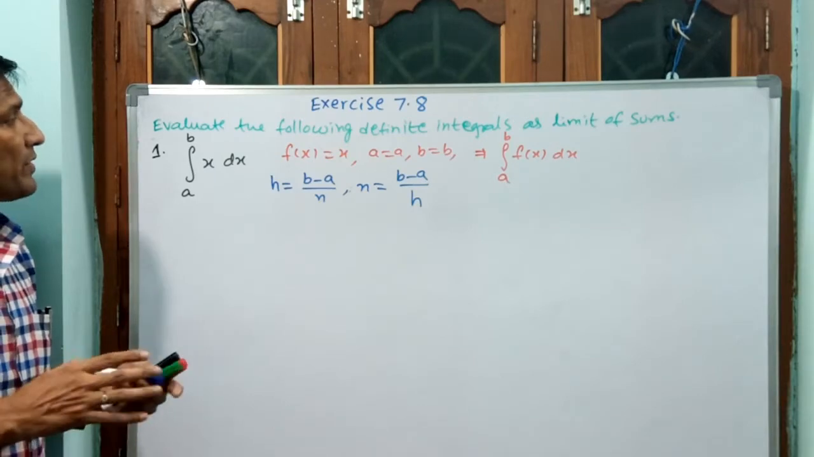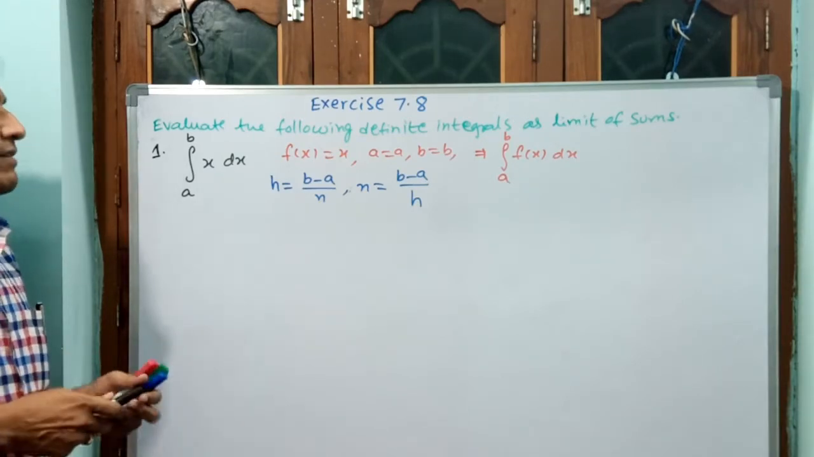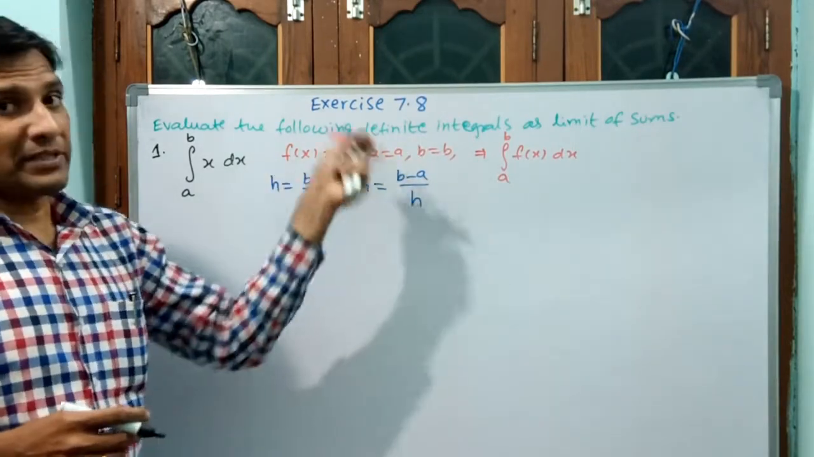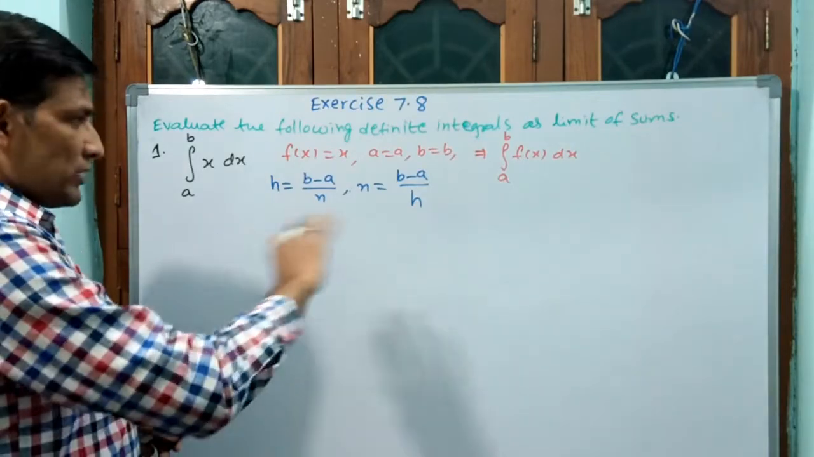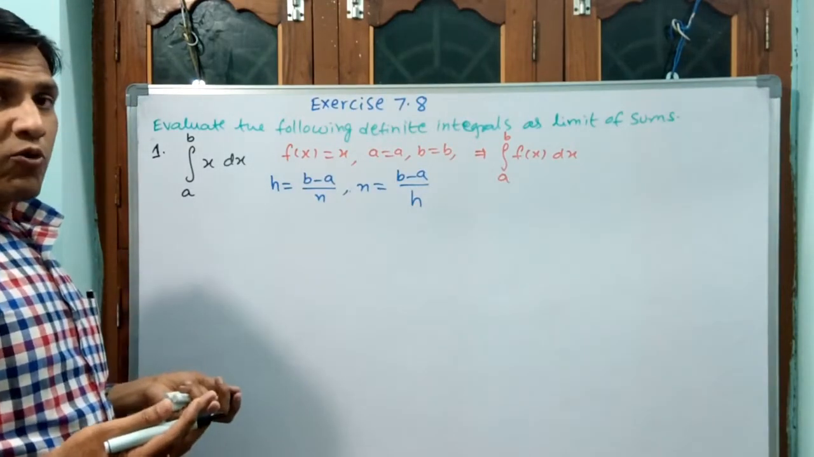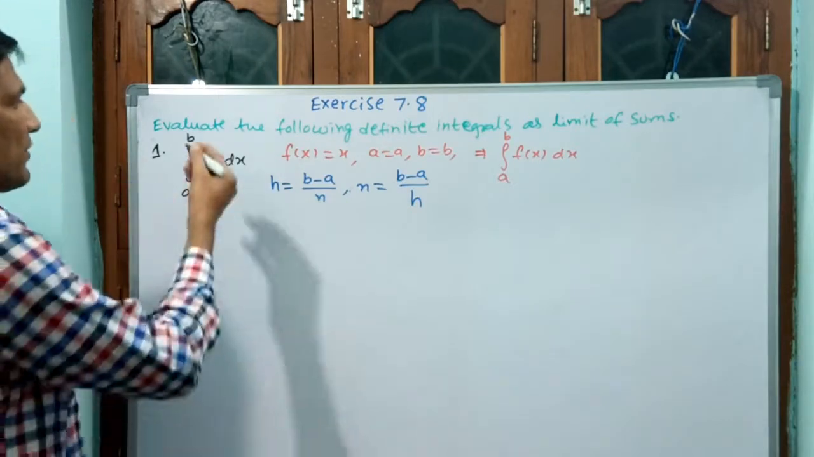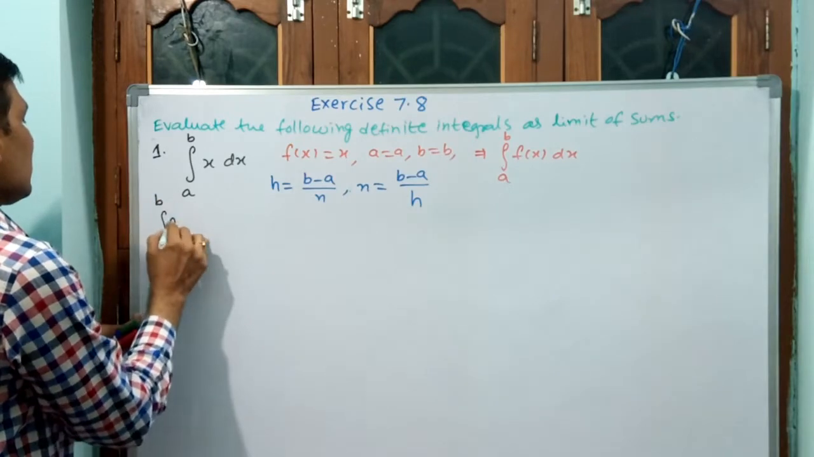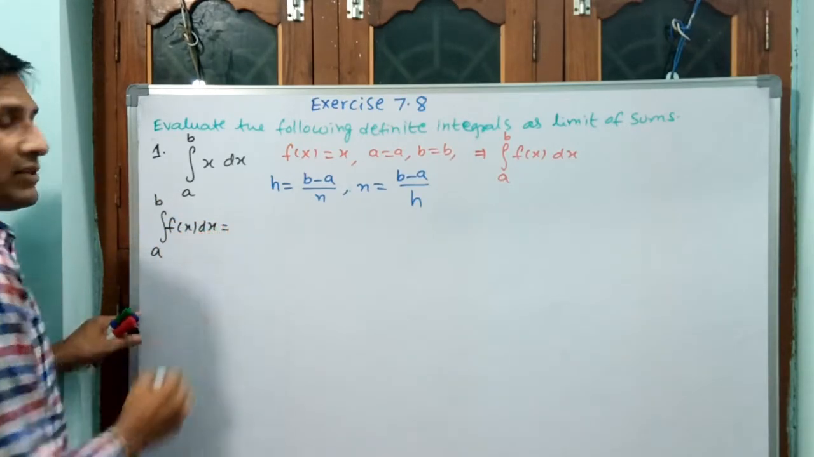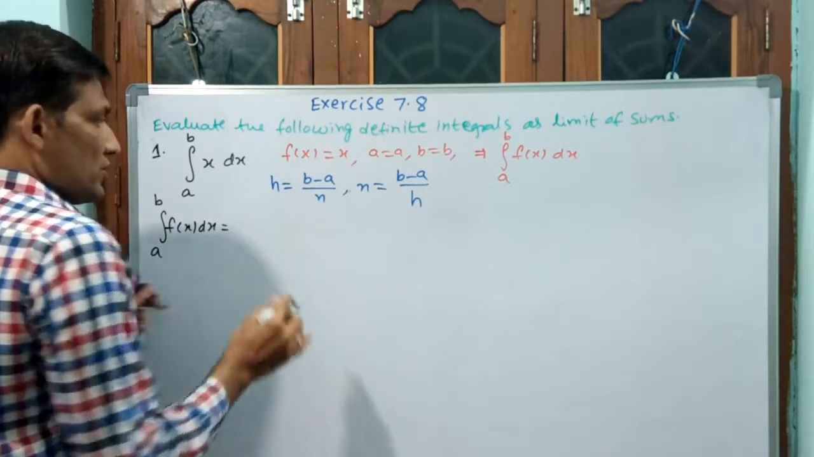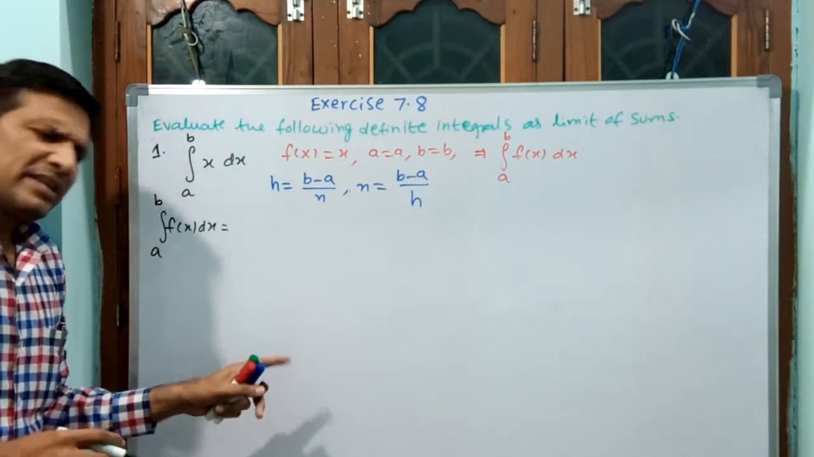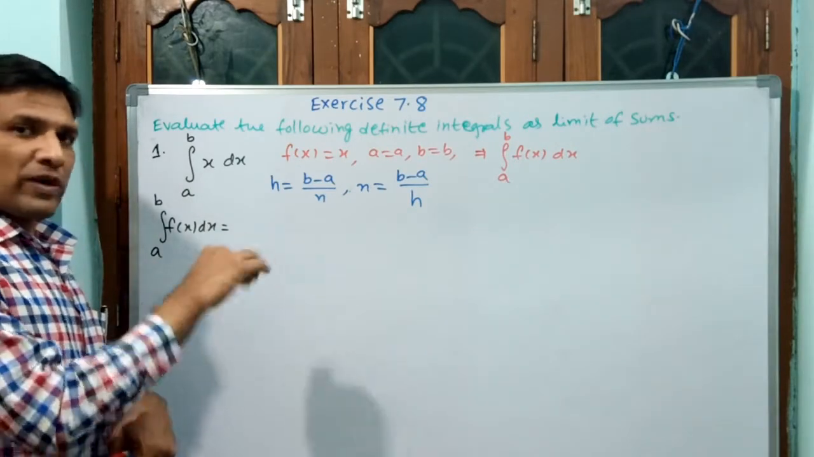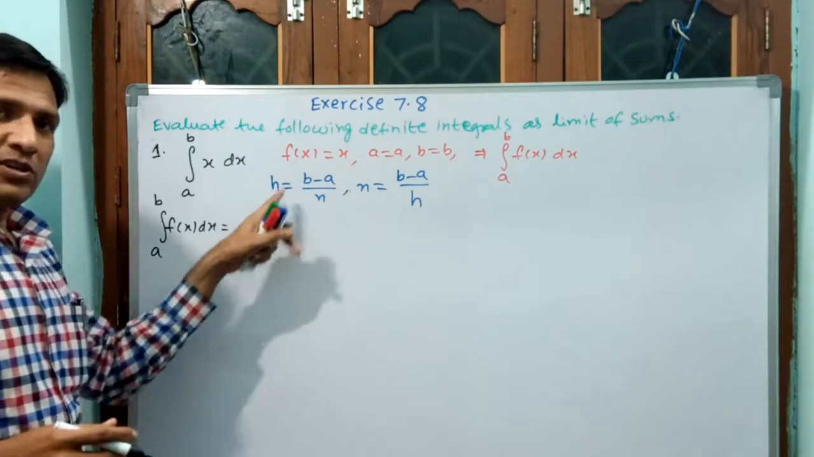Now you tell me what else is required? Definitely, because f of a is required, f of a plus h is required, f of a plus 2h is required, f of a plus n minus 1 into h is also required. Those data also we write, but how do we know what data is required? We first write the formula. The integral from a to b of f of x dx is equal to, I am writing the formula. Two formulae I have written earlier, on the basis of h and on the basis of n also.